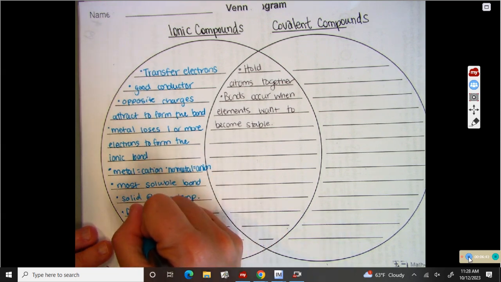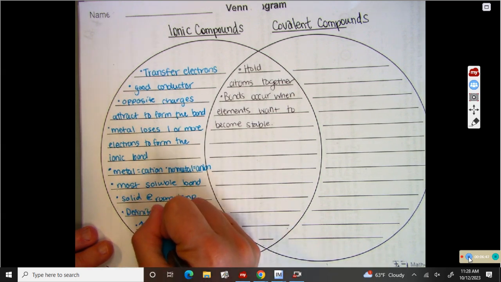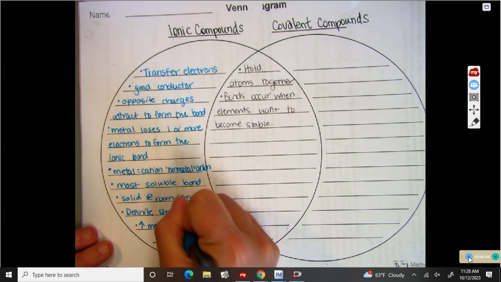And they will have, because they have metals in them, high, and I'm going to put an arrow up for high, melting and boiling point.